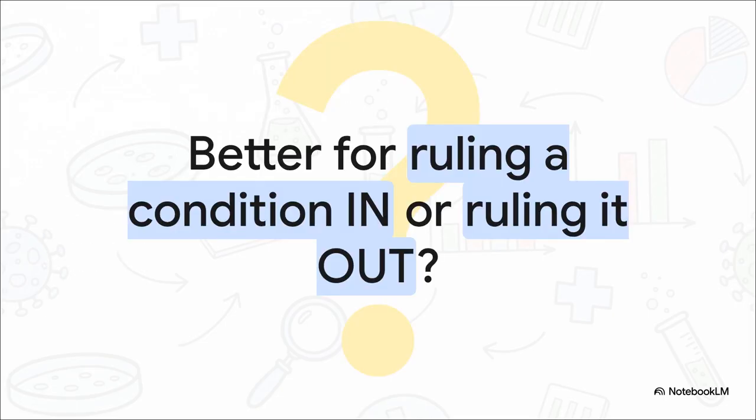So let's put it all together. You have to ask yourself, based on these numbers, is this test better for ruling a condition in or for ruling it out? Well, with that higher specificity and that much stronger PPV, it's way more useful for confirming your suspicion than it is for telling a patient they're in the clear. It's a classic SPIN test. And making that choice, knowing a test's strengths and weaknesses and when to use it, that is what clinical appraisal is all about.